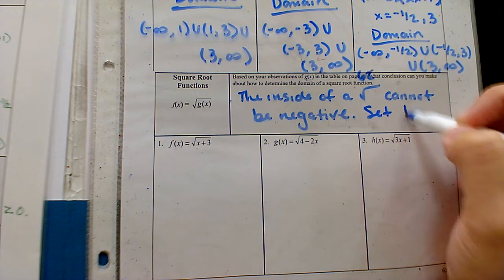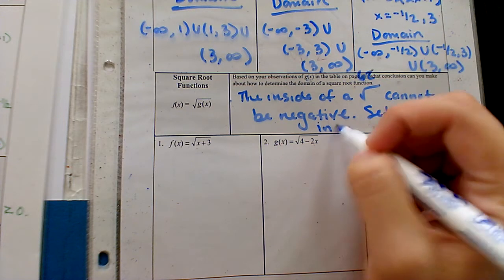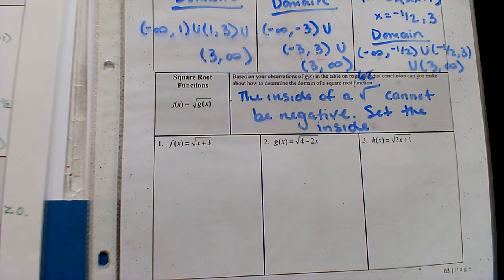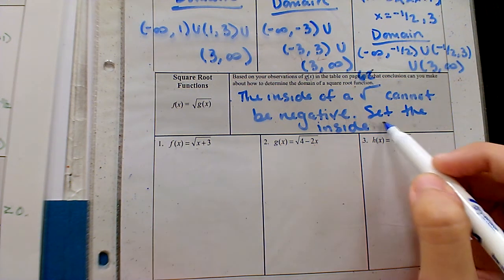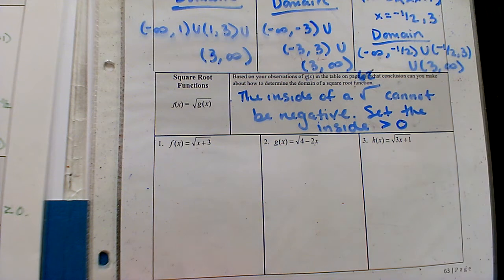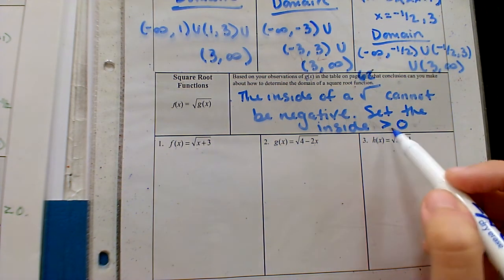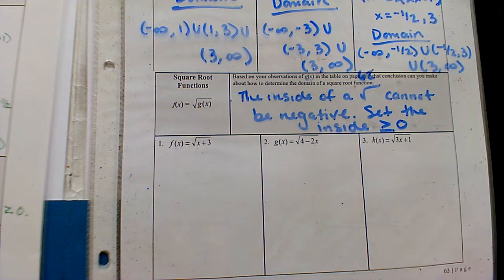So we're going to set the inside amount or quantity, whatever it is. If it's positive, that means it's greater than 0. So we're going to have to set the inside greater than 0, but we also said that it could equal 0 because we can take the square root of 0. So we're going to set up a little inequality here. We want to show or represent when the inside is positive or 0.